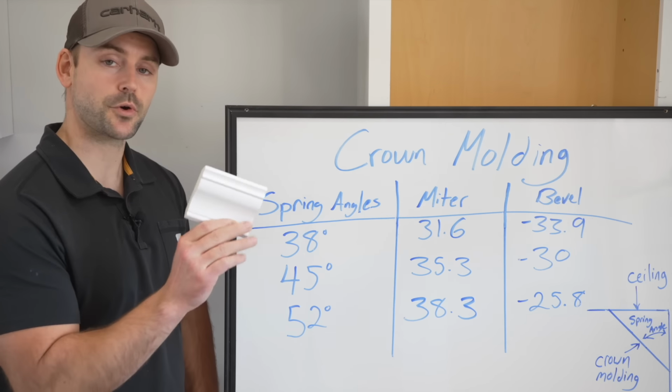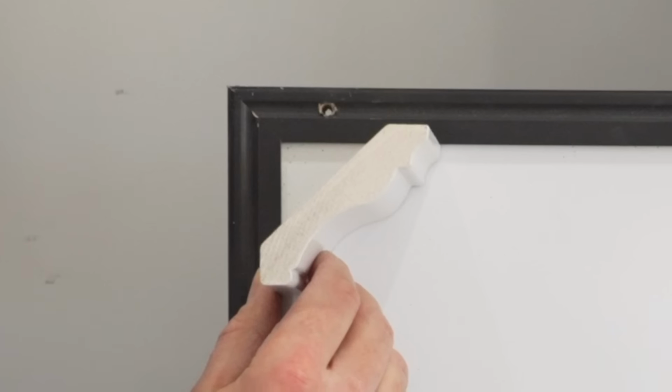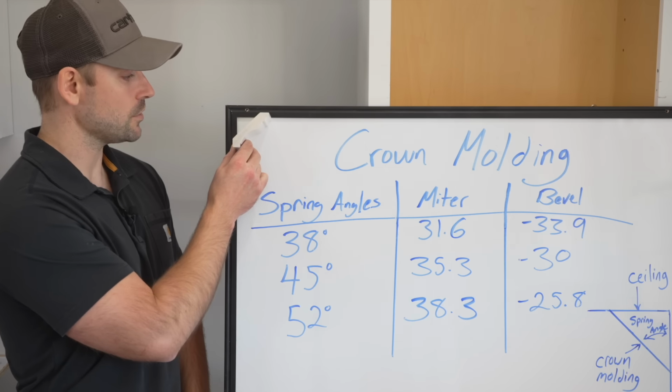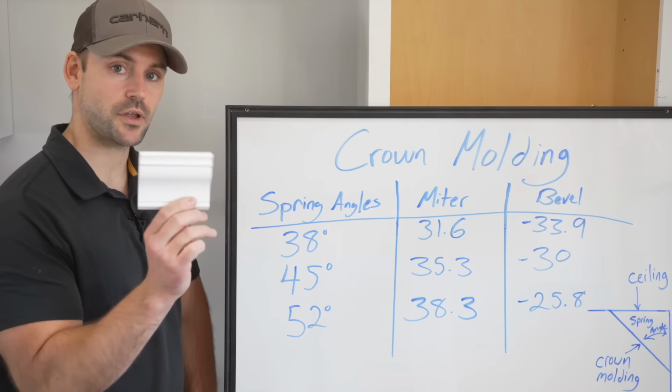Since this is crown molding around a kitchen cabinet, it's at a 45. It's kind of a neutral angle. So that's what this crown that we're going to be installing in this video is.